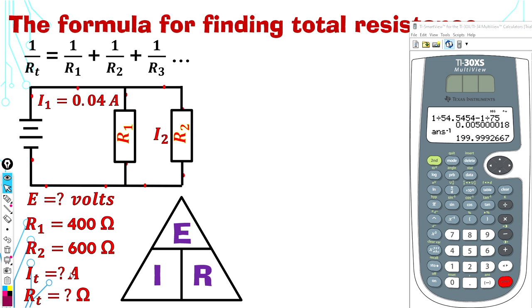Here I want to know what my total current is, and what my total resistance is, and I need to know my total voltage. All right. So it seems like we've got a lot missing there, but we do have enough information to solve this because I know that my I1, this isn't my total current, my I1, the current going through this first resistor, which is 400 ohms, is 0.04 amps. So I can find my total voltage right there.